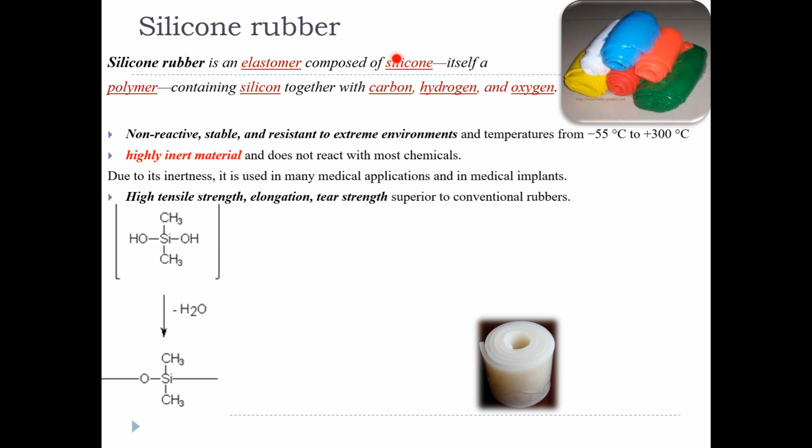Next rubber is silicone rubber. If you could go to the second video, I have already mentioned the polymer of silicone. Silicone is a polymer of silicon element and oxygen where they are alternately arranged, right? So that is a silicone rubber. And apart from oxygen and silicon, it has also carbon, hydrogen. Very stable polymer, extremely beautiful polymer, very tough polymer, resistant to all types of chemicals and extreme environments, highly inert material. It does not react with any chemicals.